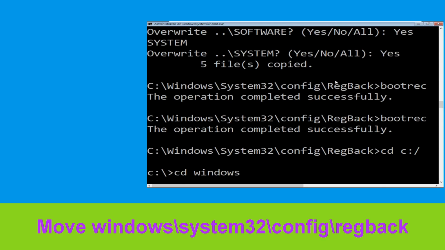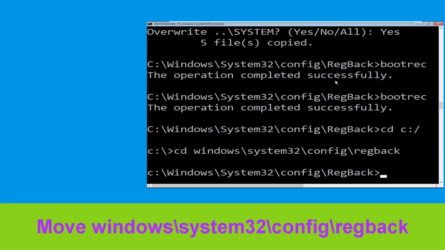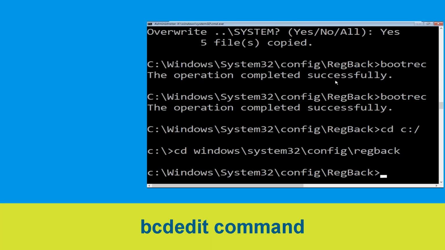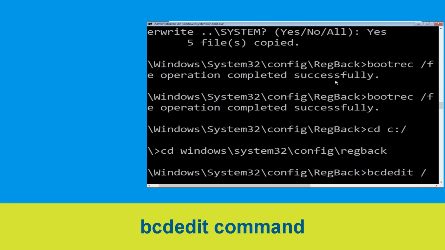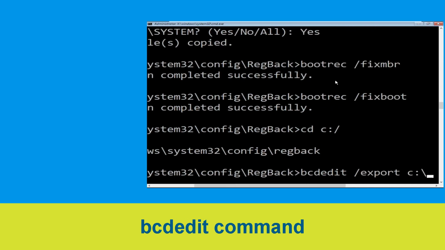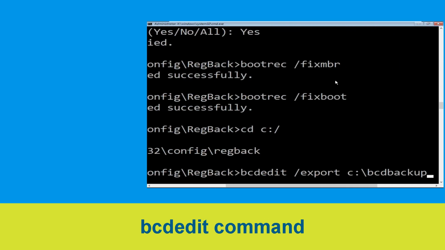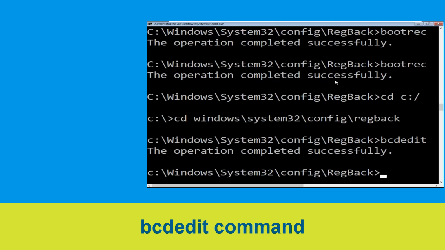Let's execute this command. Type cd space Windows /System32 /config /regback. Then simply we need to hit enter to execute this command. Now execute this command. Type bcdedit space /export space c colon /bcdbackup and simply hit enter to execute this command. Then move to the next one.